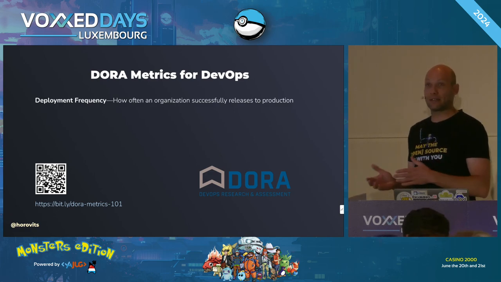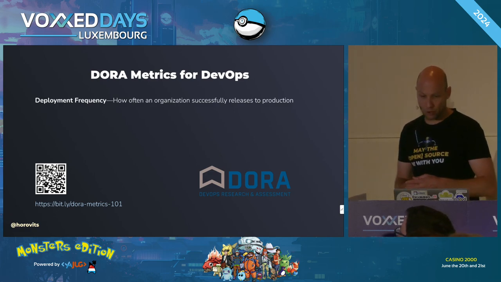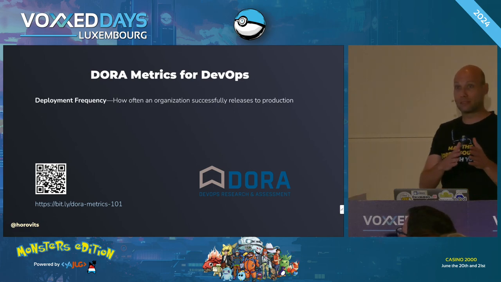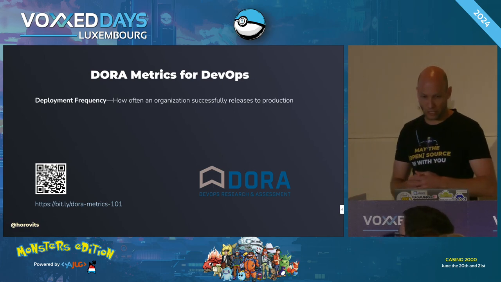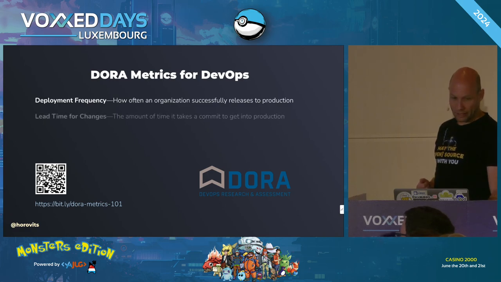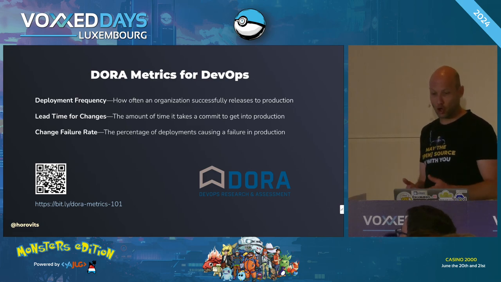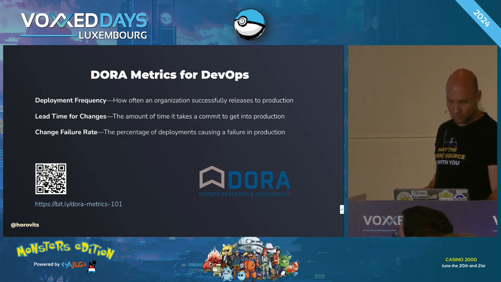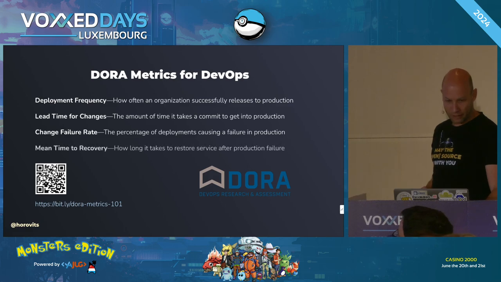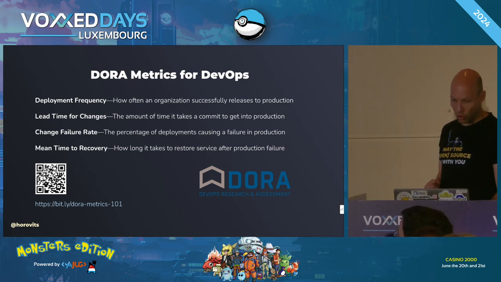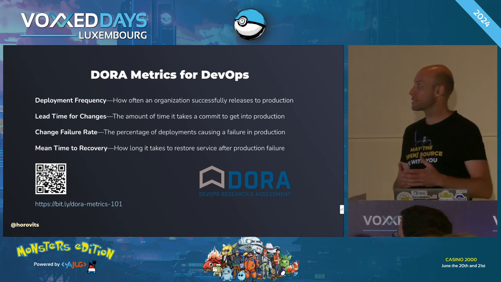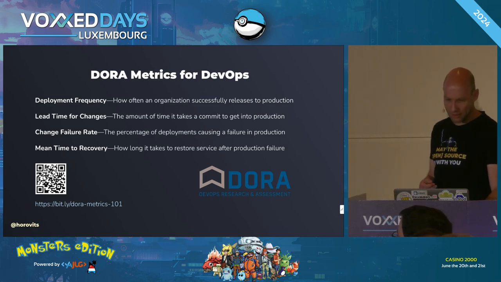Second one is the lead time for change, or sometimes people call it the cycle time, which is the amount of time it takes a commit to get all the way into production. Then there's change failure rate, that is the percentage of deployments causing a failure in production. And the last DORA metric is the time to restore service, or mean time to recovery, MTTR, which is how long it takes an organization to restore service after a production failure. So these are the DORA metrics.